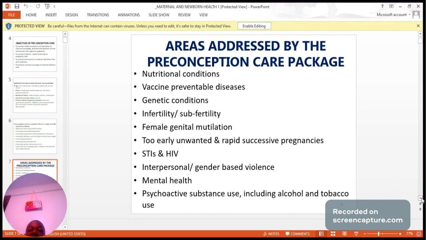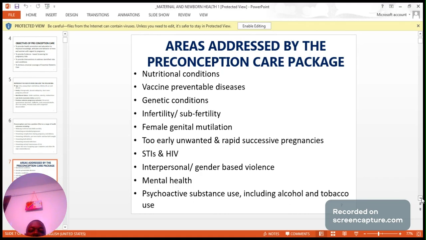So that is that. Now let's see what we address during this preconception care package. First, we address the nutrition condition, vaccine preventable diseases, genetic conditions. Okay, you know, the genetic conditions can be acquired. Some are transmitted, so they are hereditary. They can be congenitally transmitted. Okay, infertility and subfertility can be addressed. Female genital mutilation, like in communities which still desire it, they have this tendency where their traditional culture is not yet left. So too early, unwanted and rapid successive pregnancy is also checked on.